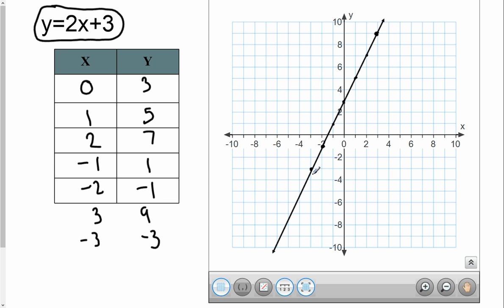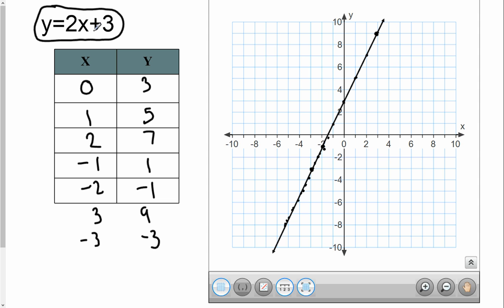So what I want you to get is, this line is all the xy coordinates that work to make this equation true. When you see this line, you're saying every dot that makes up that line makes this equation true. So if I can find a dot on this line, I know that it's an answer to this equation. And that's the whole idea behind linear equations.